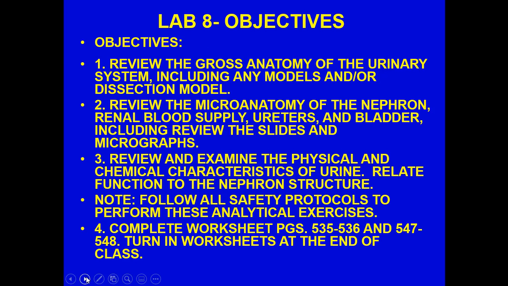So let's get started. Now the objectives include: review the gross anatomy of the urinary system, including any models and/or dissection models. Some of that may be seen in the book or in some of the videos that I include for this particular lab. Review the microanatomy of the nephron, renal blood supply, ureters, and bladder, including reviewing the slides and the micrograph. Review and examine the physical and chemical characteristics of urine and relate the function to the nephron structure.